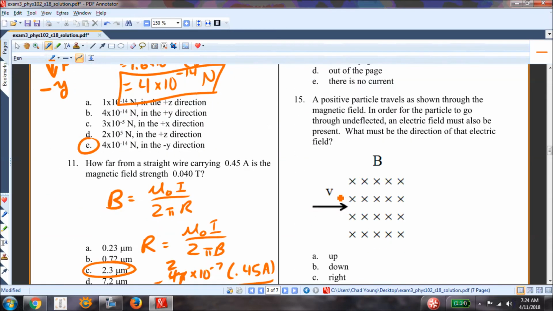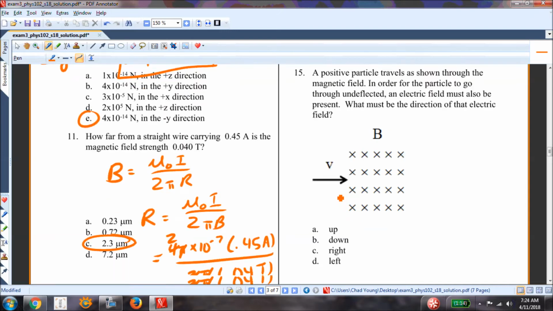Positive particle travels as shown through the magnetic field. In order to go undeflected, an electric field must also be present. What is the direction of that electric field? Okay, first of all, it's a positive particle, so let's figure out what is the direction of the magnetic force. The magnetic force is going to be up. That means that my electric force has to be down. That means that my electric field, because this is a positive particle, is also going to be down. So number 15 is B.